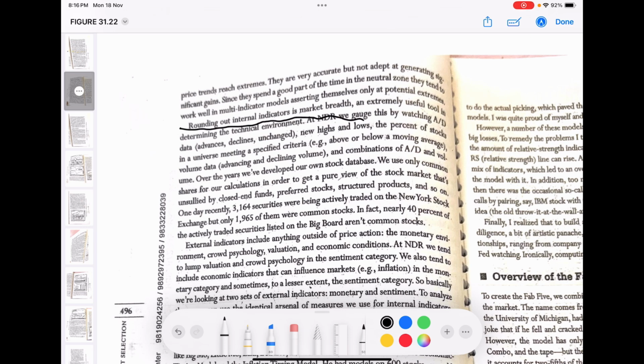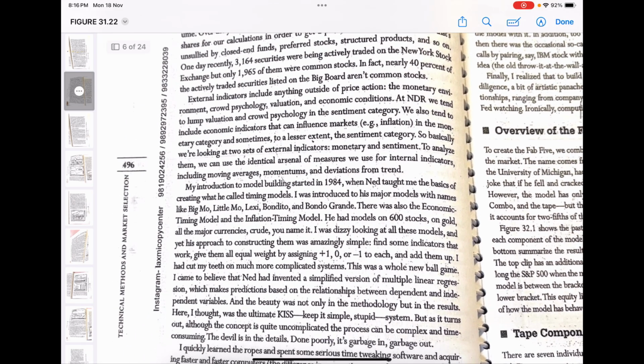Over the years we've developed our own stock database. We use only common shares for our calculations in order to get a pure view of the stock market that's unsullied by closed end funds, preferred stocks, structured products, and so on. One day recently, 3,164 securities were being actively traded on the NYSE, but only 1965 of them were common stocks. In fact, nearly 40% of the actively traded securities listed on the big board aren't common stocks.